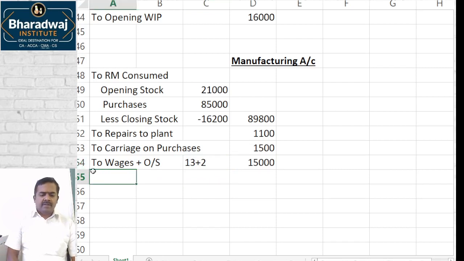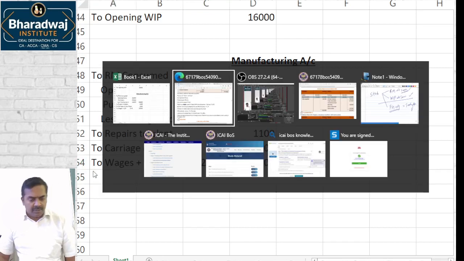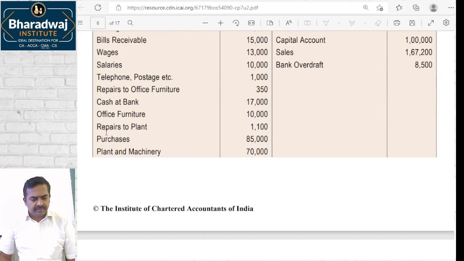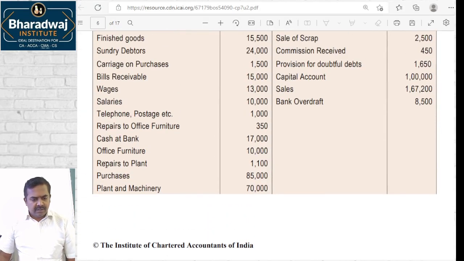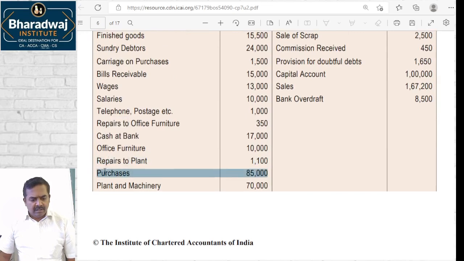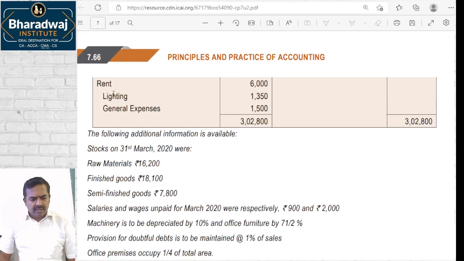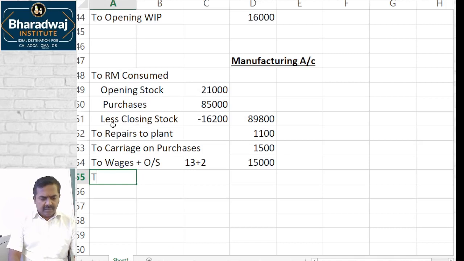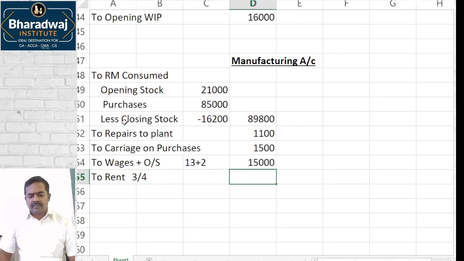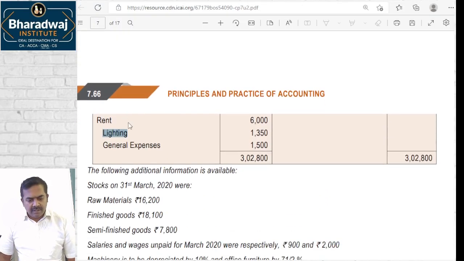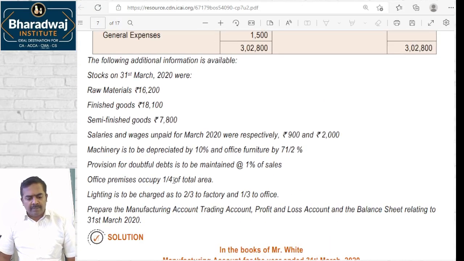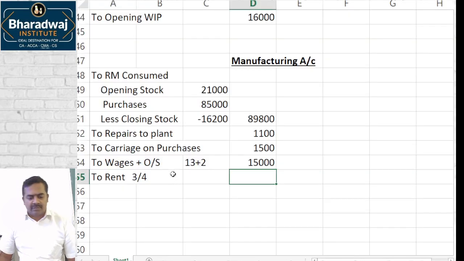$15,000. Wages plus outstanding wages 15,000. Where will an expense come here? Purchase, then below, rent. So rent, 1/4 is for office, the balance 3/4 for factory. Rent, 3/4, how much? 6,000 is what they've given. Office premises occupy 1/4 of the total area. Remaining 3/4 will come for the factory.